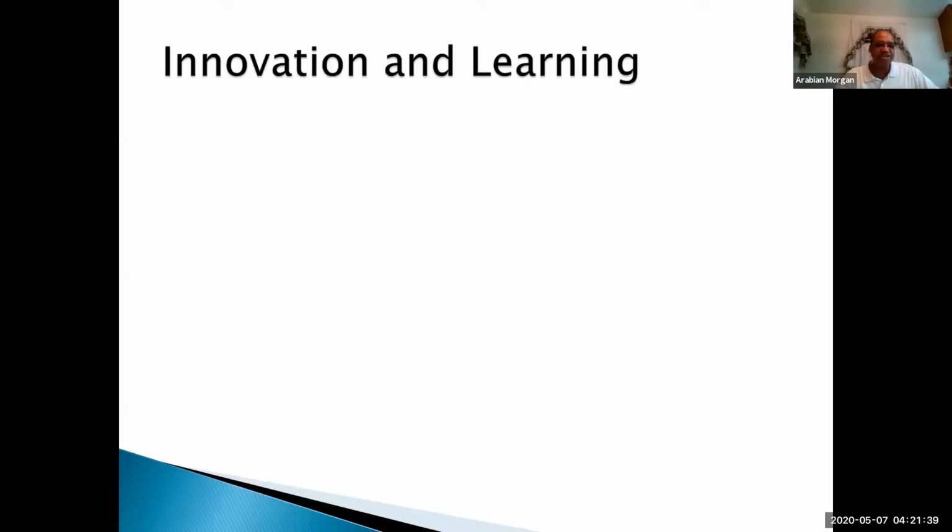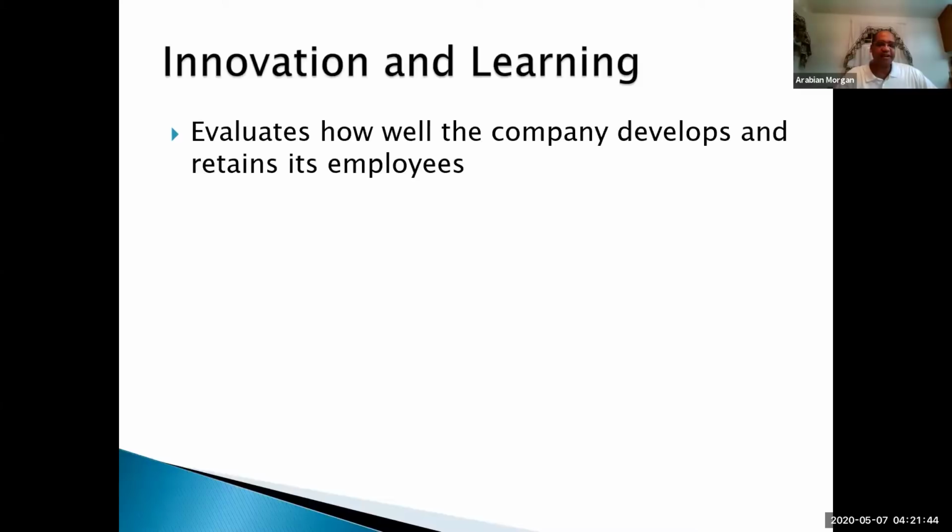Then we get to innovation and learning. Here, this evaluates how well the company develops and retains its employees. Okay, so the focus here is about the employee becoming better than they already are. And to me, that's exciting because the company here is actually spending resources, or spending money, on the employee becoming better, okay?